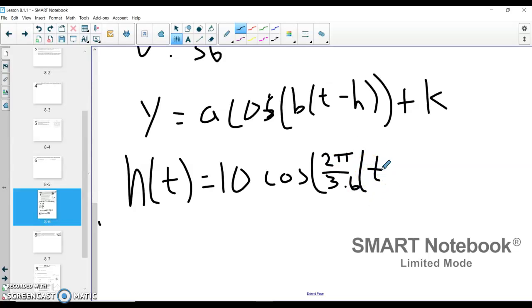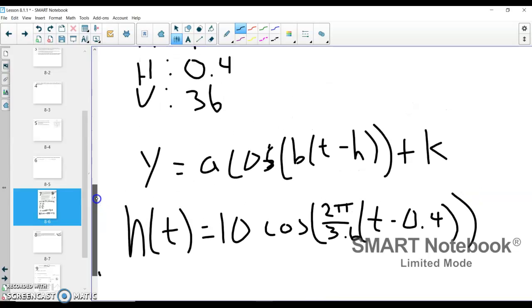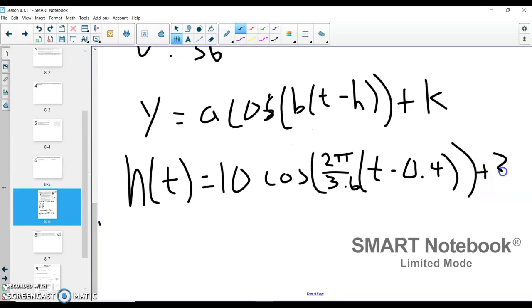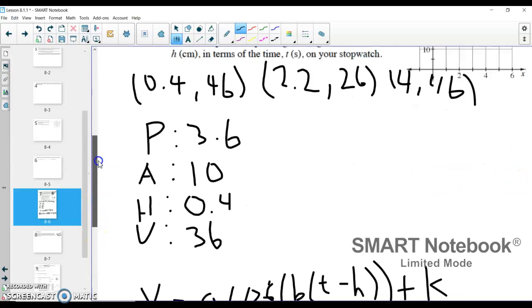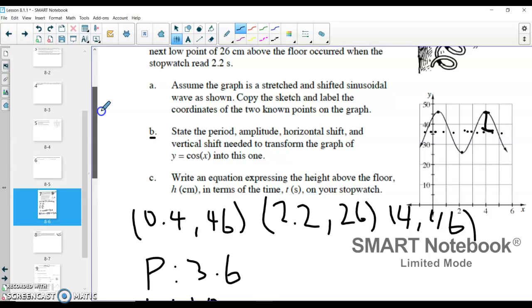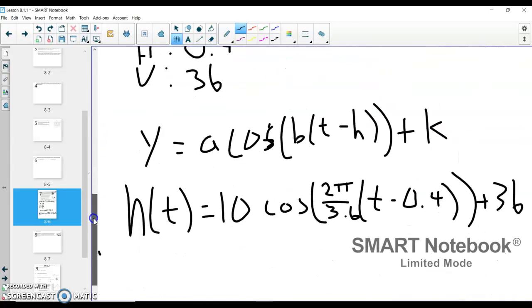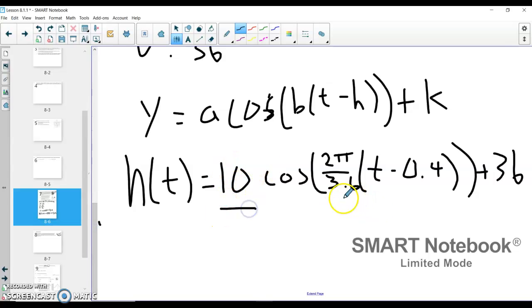T stays at t, minus my horizontal shift, which is 0.4, plus my k value on the way outside, which is my vertical shift of plus 36. And even if you went and typed that into Desmos right now and paused the video, you would see that that would give you that same exact curve. Okay, so that is an amplitude of 10. That is a b value of 2 pi divided by my period of 3.6. This is a horizontal shift to the right of 0.4, and then a vertical shift of 36 going upward.